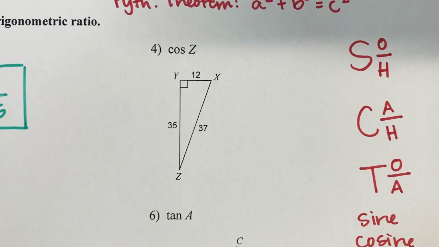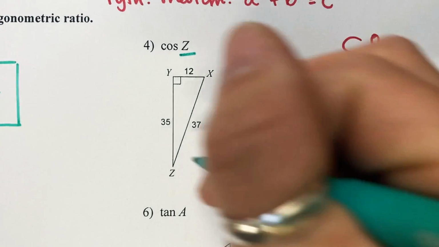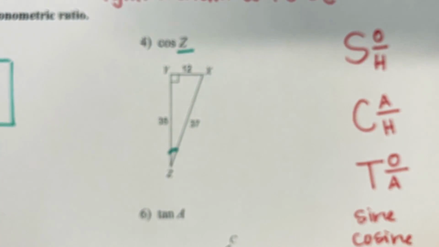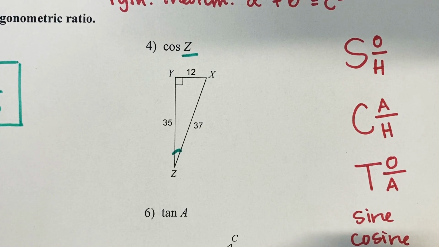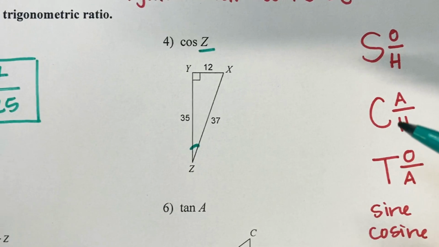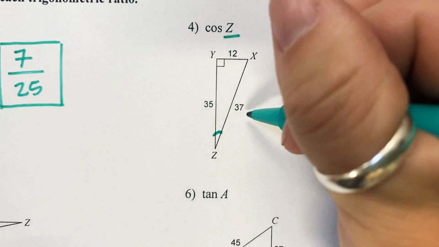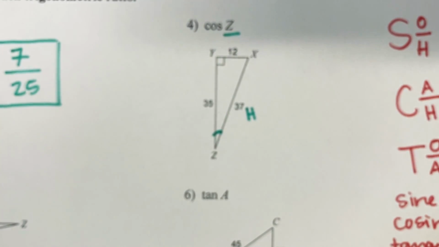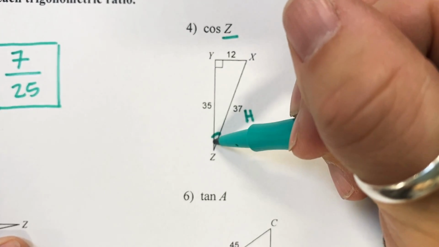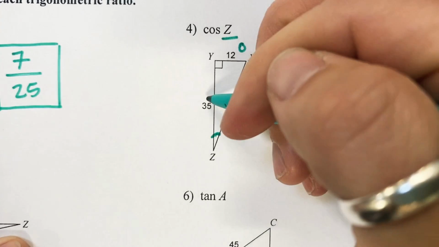Let's try that again. Now it wants us to find the cosine of z. First thing, find z. Z is that angle right down there. Now we need to identify the opposite, adjacent, and hypotenuse sides. We always know that our hypotenuse is across from our right angle, so we know that 37 is our hypotenuse. If we were to run directly to the opposite side, we'd get 12 as our opposite. And that means that 35 is our adjacent.